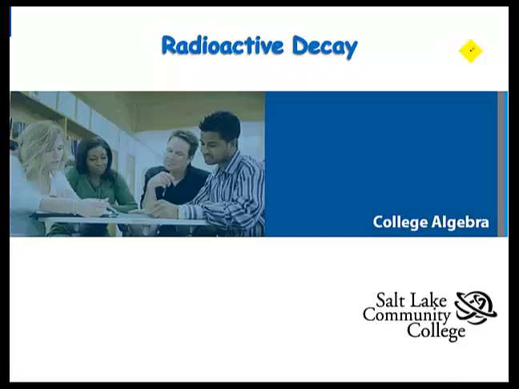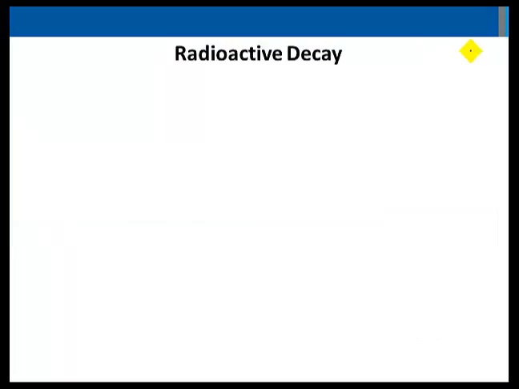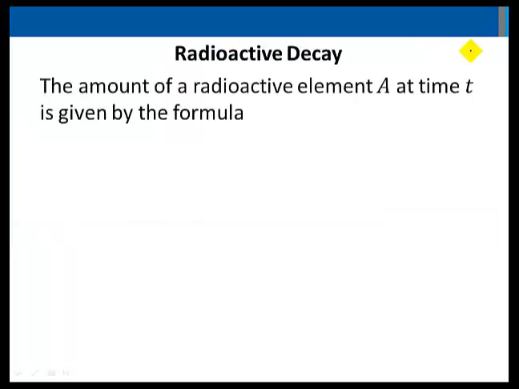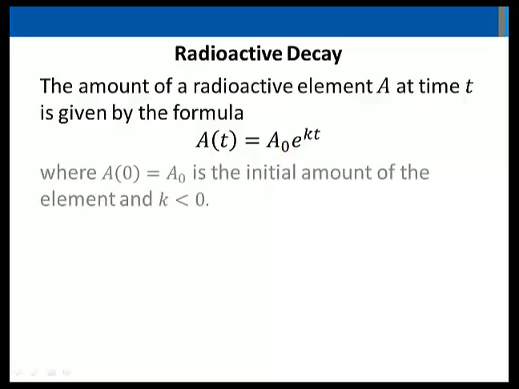In this lesson, we will look at radioactive decay and an application. Radioactive decay: the amount of a radioactive element A at time t is given by the formula A(t) equals A naught times e raised to the power kt, where A(0) equals A naught is the initial amount of the element and k is less than 0.